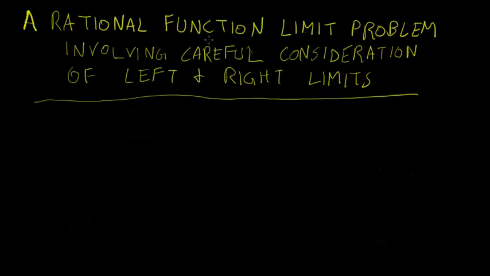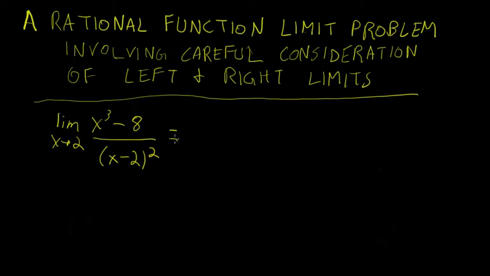As the title above suggests, in this video we are going to be working a rational function limit problem that involves careful consideration of both the left and right hand limits. So the problem we're going to be working is the limit as x tends to 2 of x cubed minus 8 divided by x minus 2, the quantity squared.